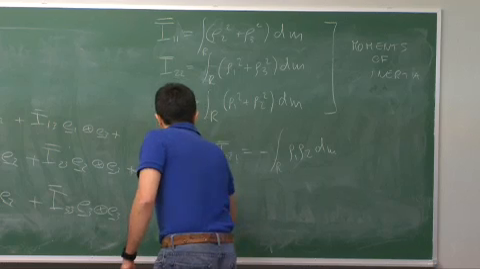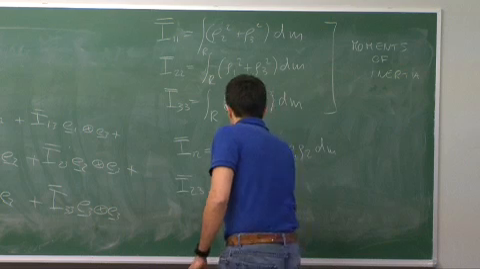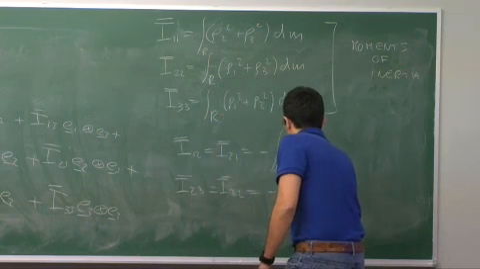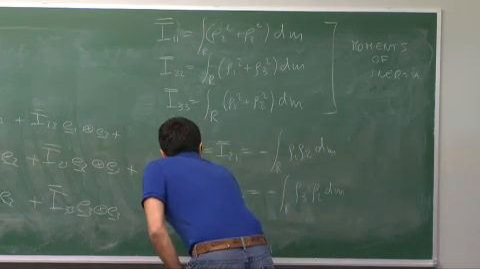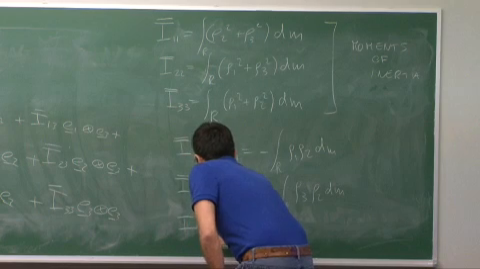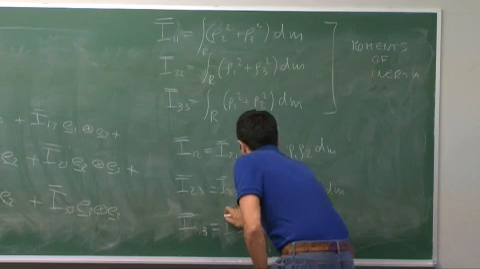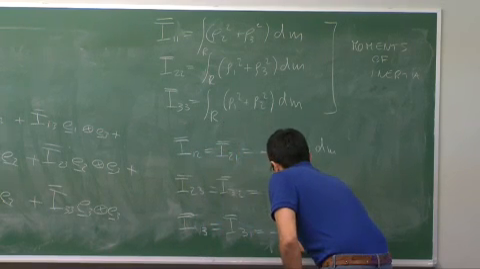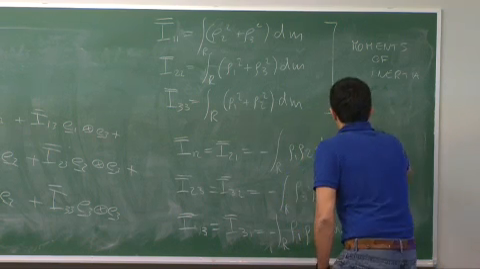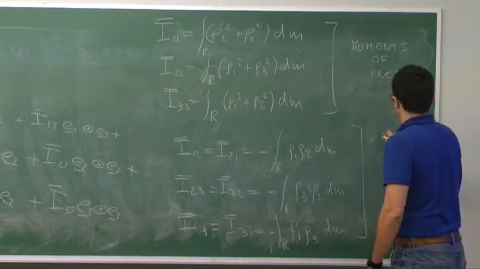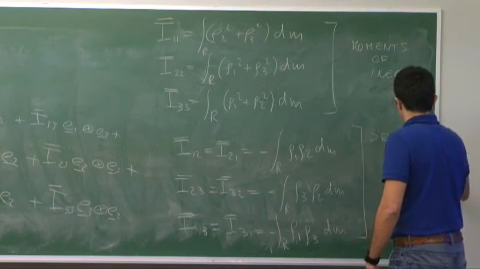Then we have I bar 2 3, for example, which is equal to I bar 3 2, minus the integral over the body of rho 3 rho 2 dm. And finally, this is the only one I'm missing, I bar 1 3, which is equal to I bar 3 1, minus the integral of rho 1 rho 3 dm. Always the bar on top because this is with respect to the center of mass. And these are what we called products of inertia.